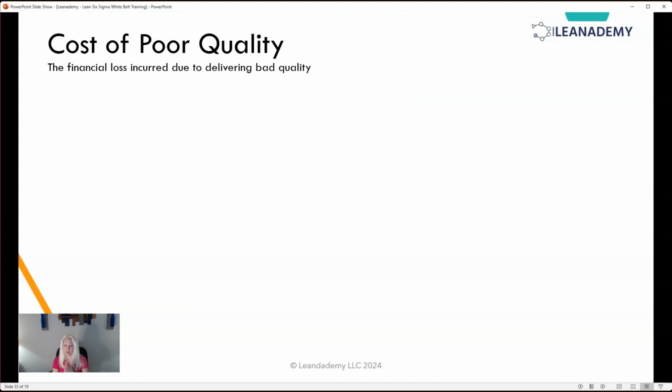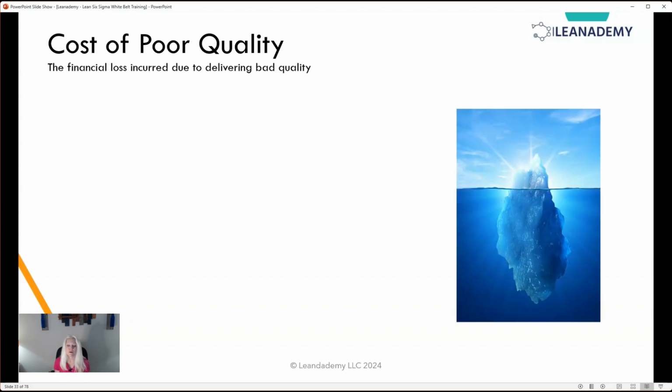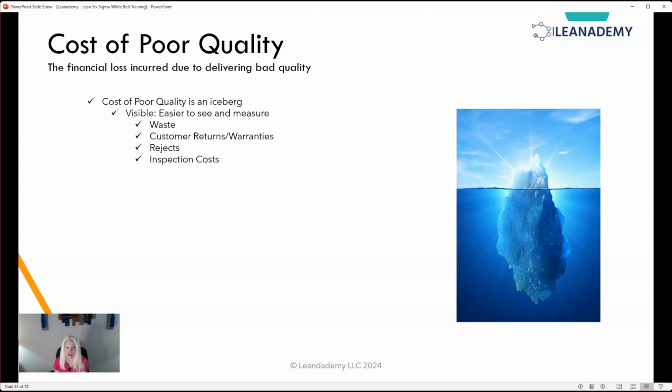Now let's change focus a little bit. We're going to talk about the cost of poor quality. This is the financial loss incurred due to delivering bad quality. When I think about the cost of bad quality, usually I like to think about it in an iceberg type approach, right? Quality is an iceberg, so it's visible. The visible cost of poor quality is something that's easy to see and measure. So when we think about lean waste, customer returns and warranties, rejects, inspection cost, recalls, rework, these are all things that we can see. But the hidden occurs most often.